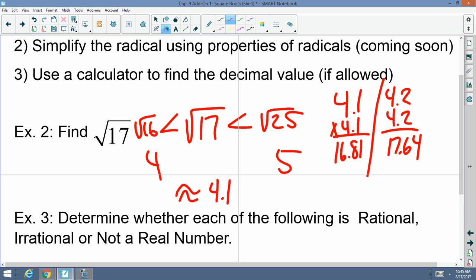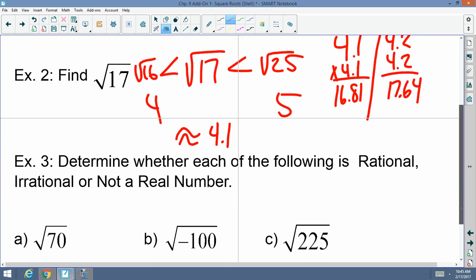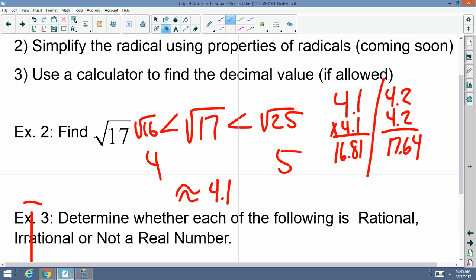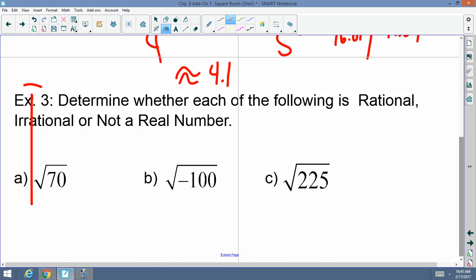Now, determine whether each of the following is a rational or irrational or not a real number. So, square root of 70. Is that a perfect square, guys? So this would be irrational. Sorry about that. I don't know why it keeps doing that, guys. Irrational.